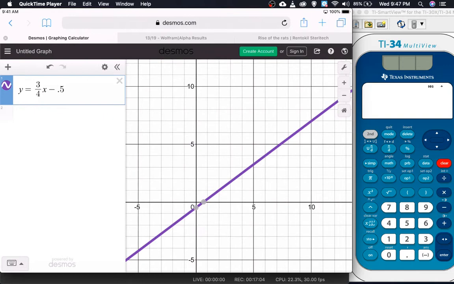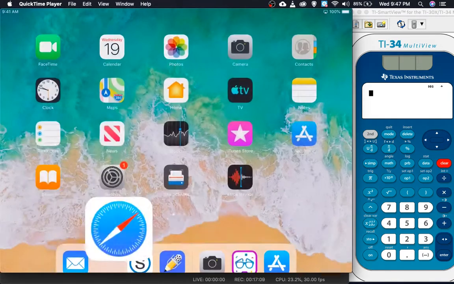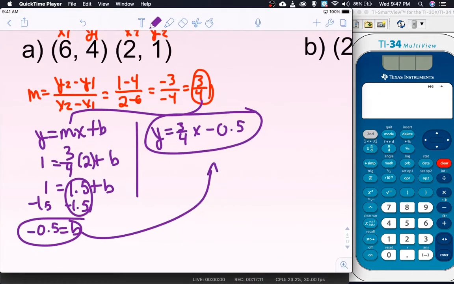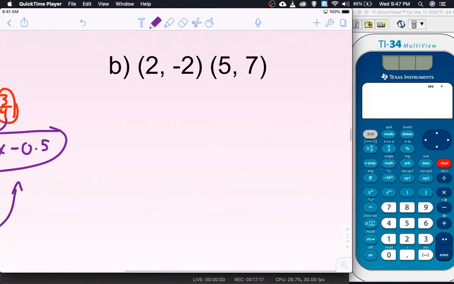I found the slope of the line. I then found the y-intercept of the line using this method that we were just using. Okay, so really the only new step here is finding slope. Letter B.